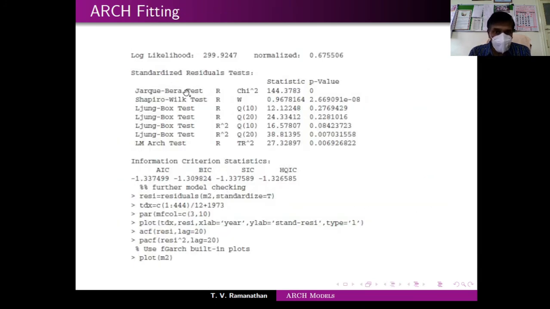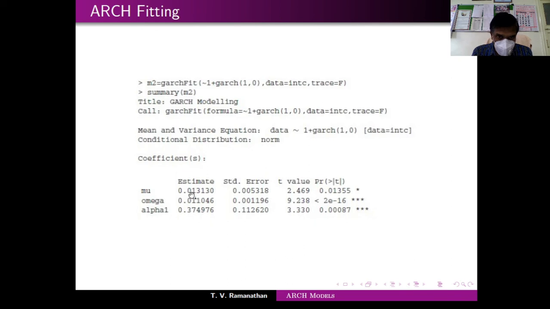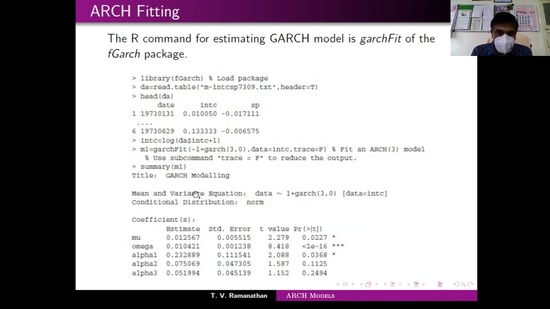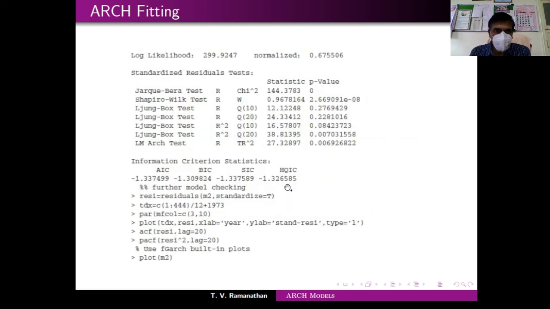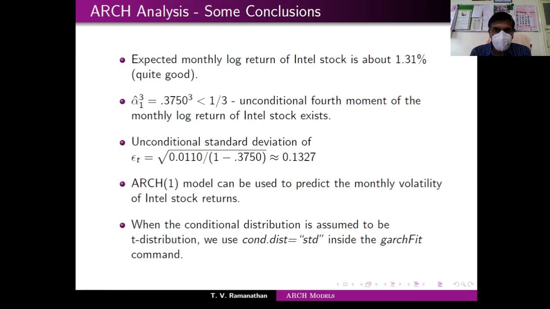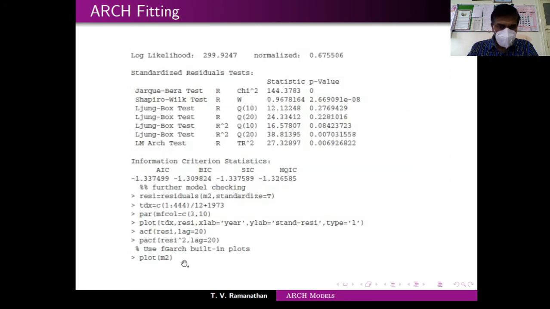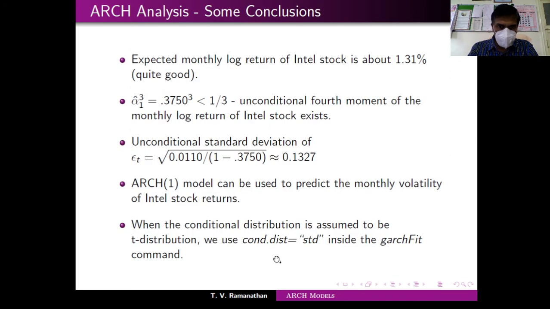Where did you get that 1.31%? It is here. This is mu. So you can see that this is the expected return, the expectation of Rt, because the expectation of epsilon is 0. I told you there is a mu here. So that is the 1.31. On an average you get about 1.31%, quite good. Now, alpha 1 cubed, it is about 0.3750 cubed, which is less. This is because alpha 1 is estimated by this quantity. Where is that? Sorry.